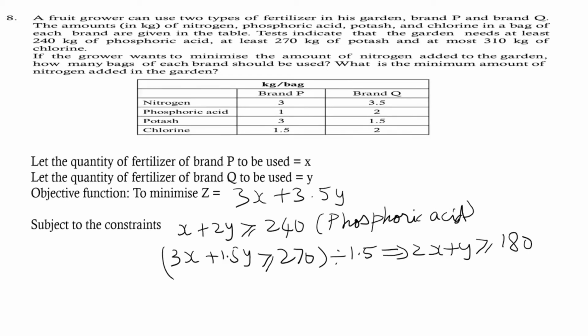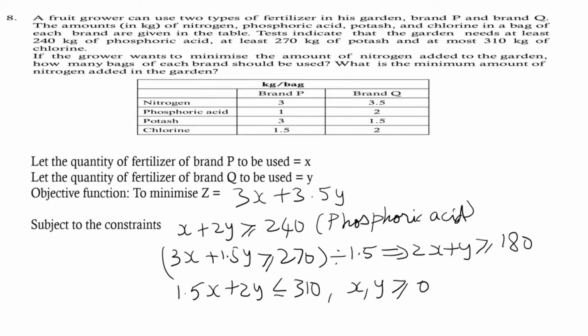The third constraint is the constraint with respect to chlorine. They have said at most 310 kg of chlorine. So we have 1.5x plus 2y less than or equal to 310. So these are the three constraints. This is a constraint with respect to phosphoric acid, this is a constraint with respect to potash, and this one with respect to chlorine. Next we have the non-negative constraints x comma y greater than or equal to 0.